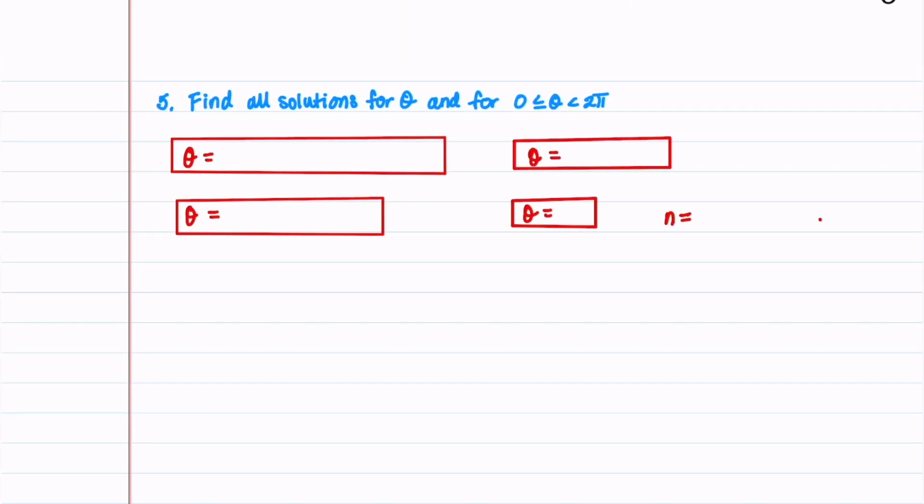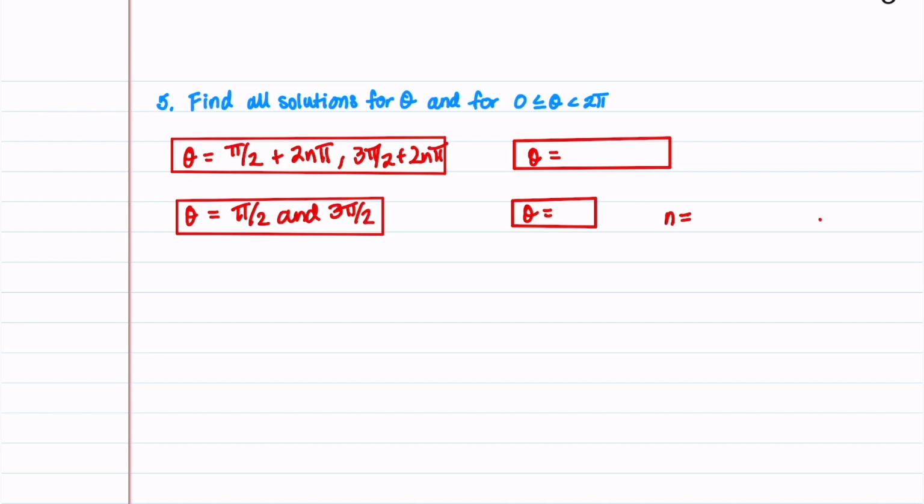For our equation on the left, we found that theta was equal to pi over 2 and 3 pi over 2. So this gives us pi over 2 plus 2n pi, and then 3 pi over 2 plus 2n pi. And between 0 up to 2 pi, we have pi over 2 and 3 pi over 2.